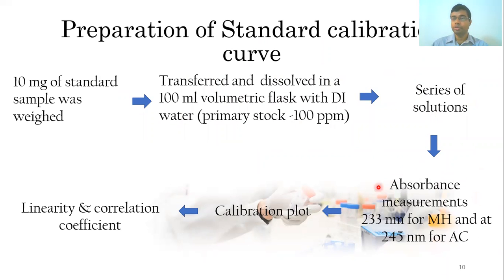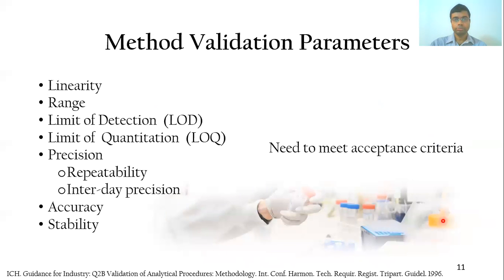Then we measure the absorbance at our selected wavelengths, 233 or 245 nm, depending on the drug. Then we develop the calibration plot, and the linearity and correlation coefficients were determined to see whether we can continue from that. Let's say that we did not get a linear curve, that means we have to think about another avenue to come up with linearity, because linearity is one of the most important things to continue with this process.